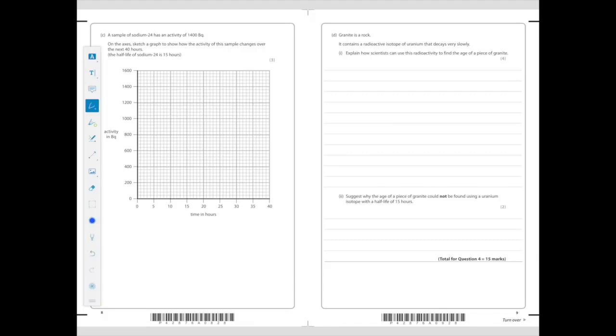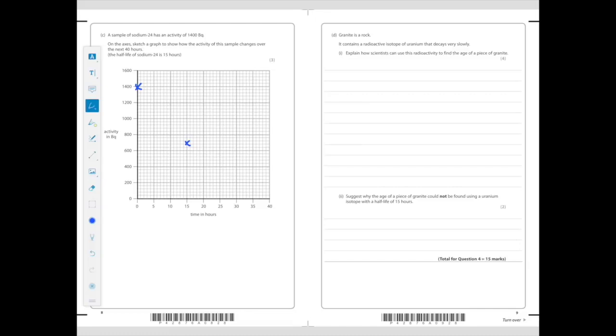A sample of sodium 24 has an activity of 1400 becquerels. On the axis, sketch a graph to show how the activity of this sample changes over the next 40 hours. The half-life of sodium 24 is 15 hours. So at time equals zero, we're going to have an activity which is 1400. We know that the half-life is 15 hours, so look along 15 hours, half of 1400 is 700. So we need a cross there.